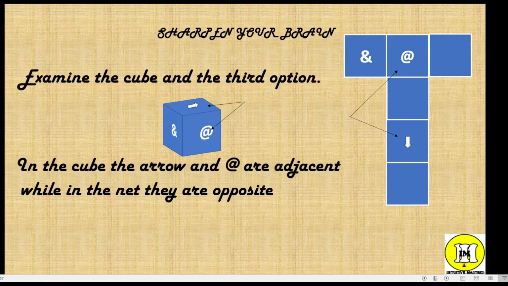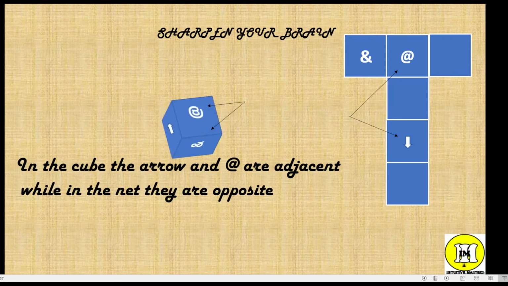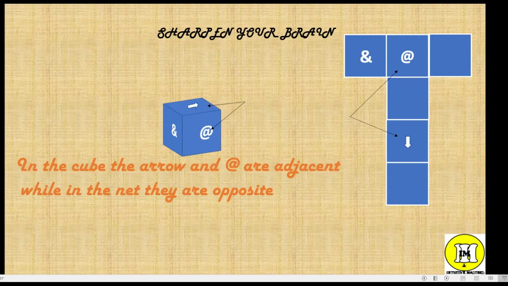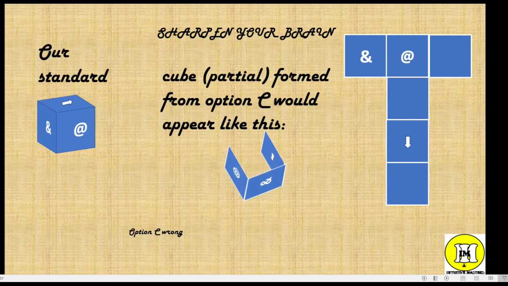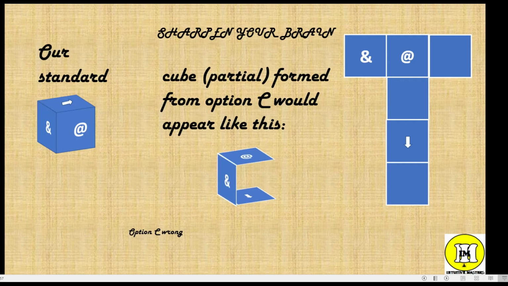Examine the cube and the third option. In the cube, the arrow and the at are adjacent, while in the net, they are opposite to each other. Partial cube formed from option C would appear like this. Option C is also wrong.